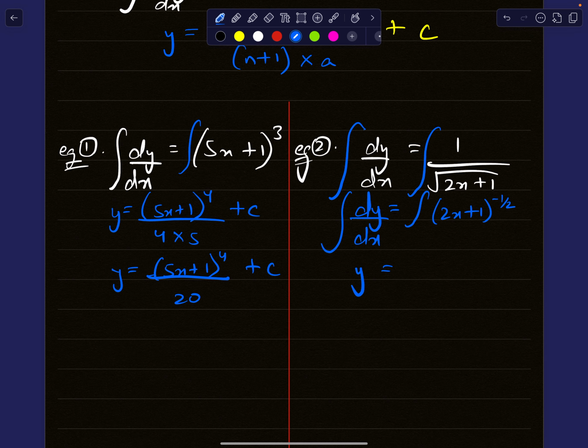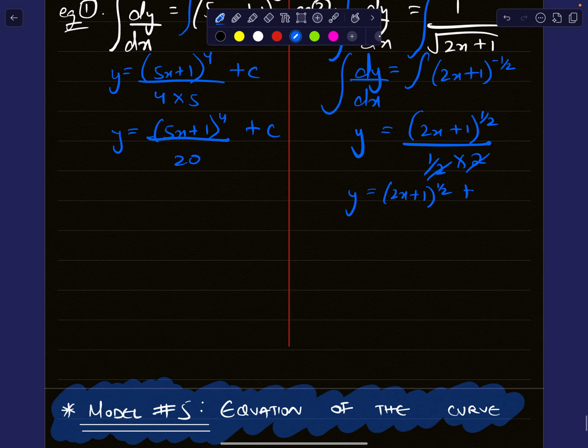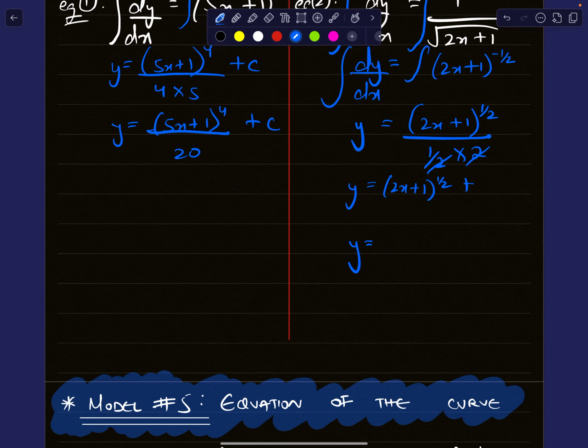We'll increase the power by 1 and it turns out to be half. Divide by the increased power multiplied by the differential of the bracket. And this turns out to be our final answer. 2x plus 1 plus c.